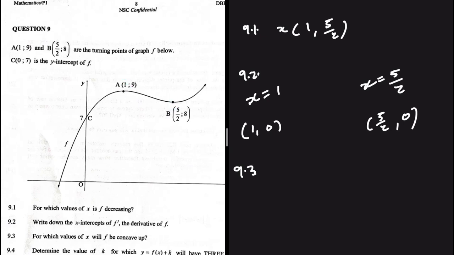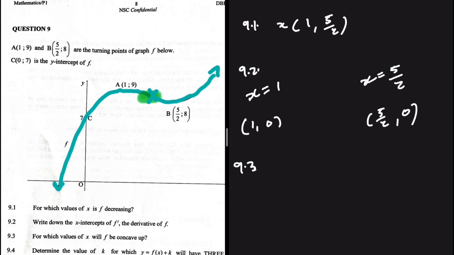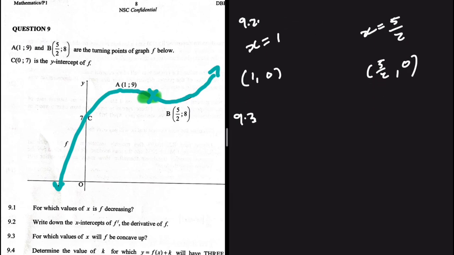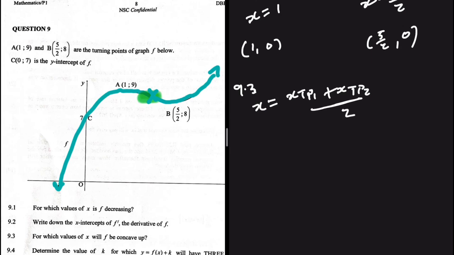And then 9.3, for which values of x is f concave up? So take a look at this. From here, right, up until somewhere in between, it is concave down, as we can see. But the concavity changes. And then now it becomes concave up from this part up until infinity. So we need to find this point where the concavity changes. It is called the point of inflection. How can we find that point? We can say that x is equal to x of tp1 plus x of tp2, divided by 2. That's where we're going to find our point of inflection.